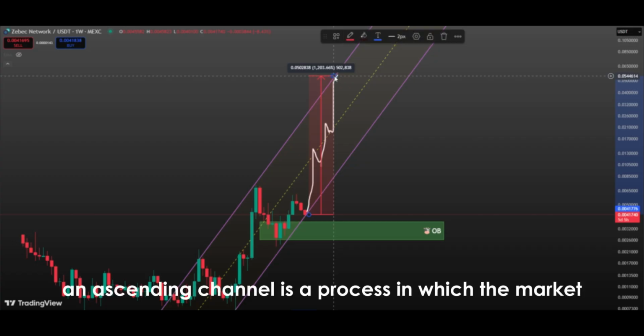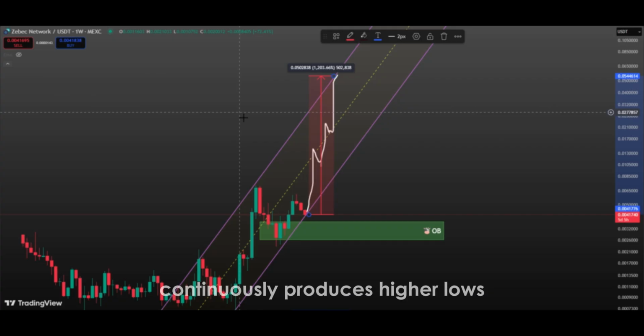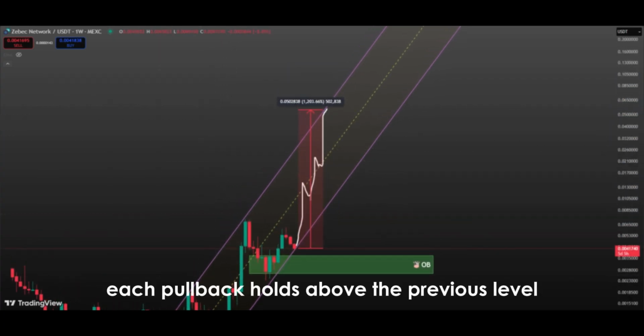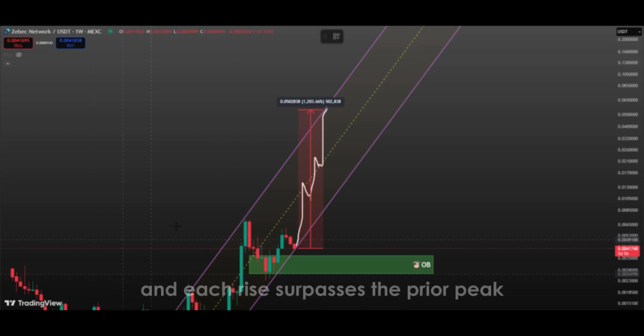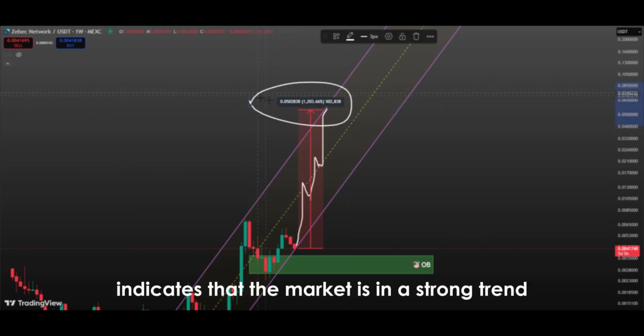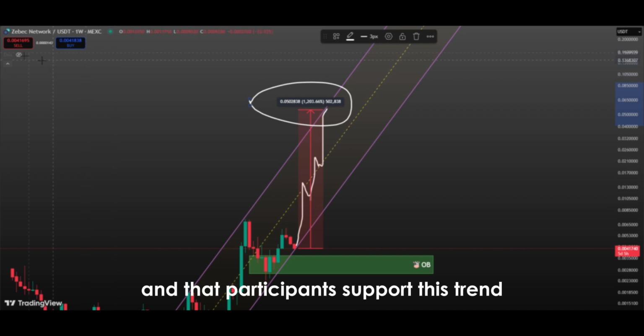An ascending channel is a process in which the market continuously produces higher lows and higher highs. Each pullback holds above the previous level, and each rise surpasses the prior peak. This regular structure indicates that the market is in a strong trend and that participants support this trend.